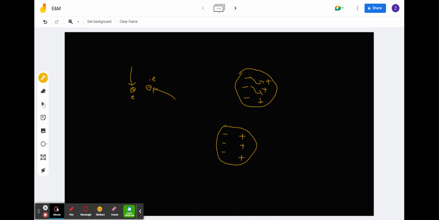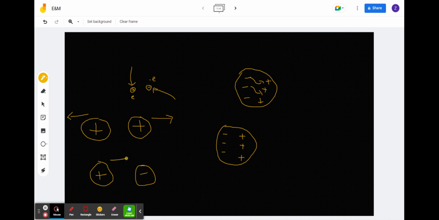Now, with charges, what happens is that like charges repel while opposite charges attract. What does that mean? It means that if I have something that is positively charged and another thing that's positively charged, they're not going to want to be near each other. So they apply a force on each other away from each other. But in the case of something positively charged and something negatively charged, they're actually going to attract to each other, and the force is going to point towards each other.